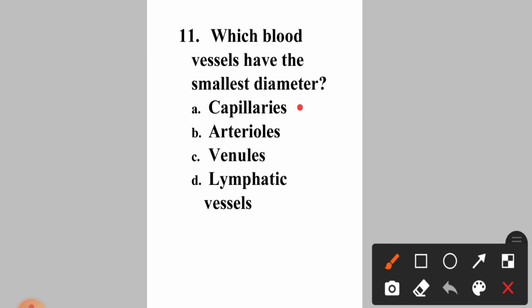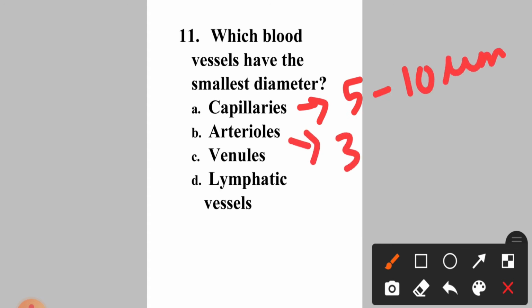The diameter of the capillary ranges from 5 to 10 micrometer, whereas the diameter of arterioles is approx 30 micrometer. Okay, so यहाँ पे हमारा आंसर है ऑप्शन A, that is capillaries.